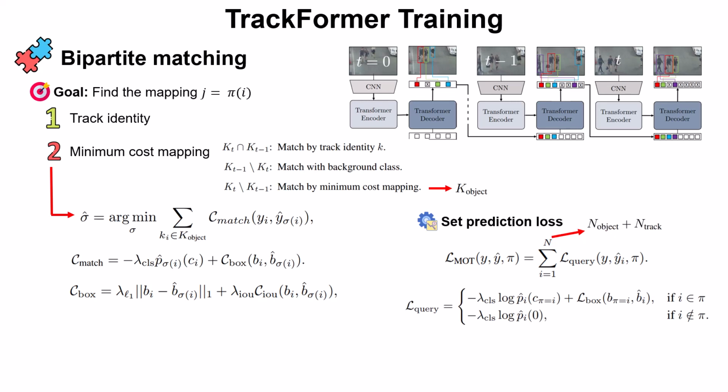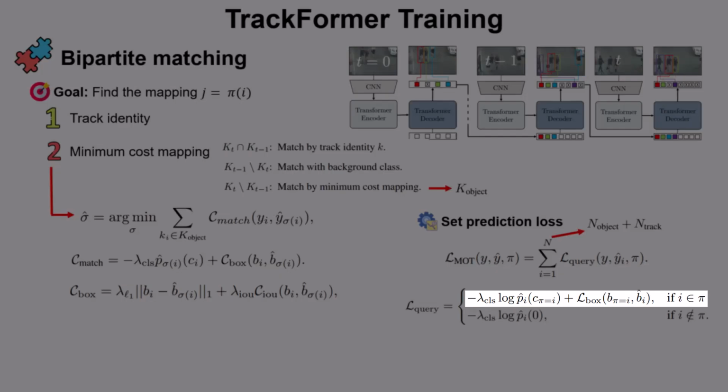And in this L_query formula, note that the index i is now the prediction, not the ground truth index, because it is completely different from bipartite matching. And for the prediction i, it says if that prediction i exists in this pi mapping, then that simply means that there is a mapping from the ground truth to this prediction, and then we apply this term, which is a classification loss plus bounding box loss, which is exactly similar to minimum cost mapping.